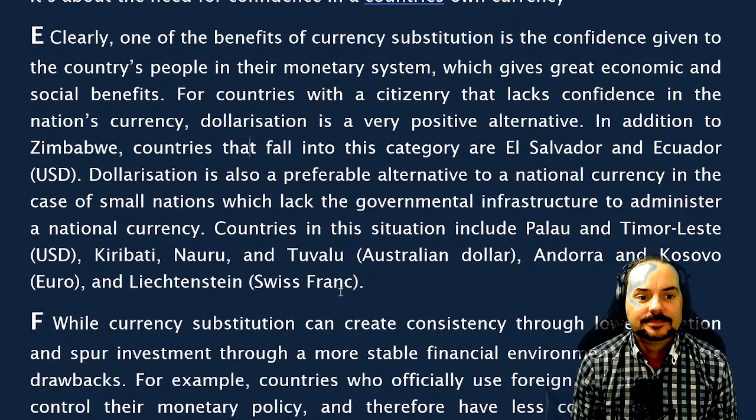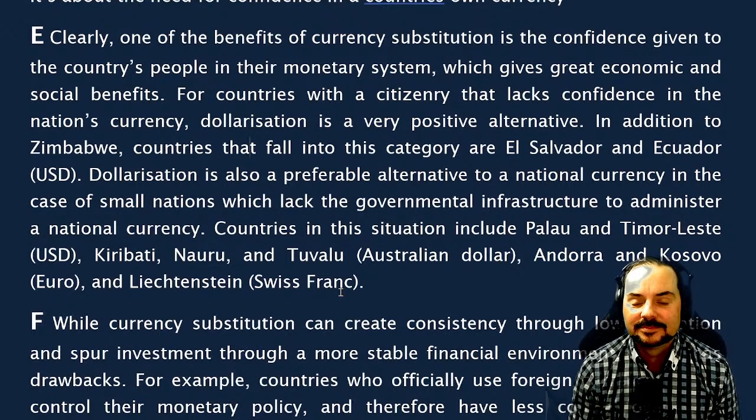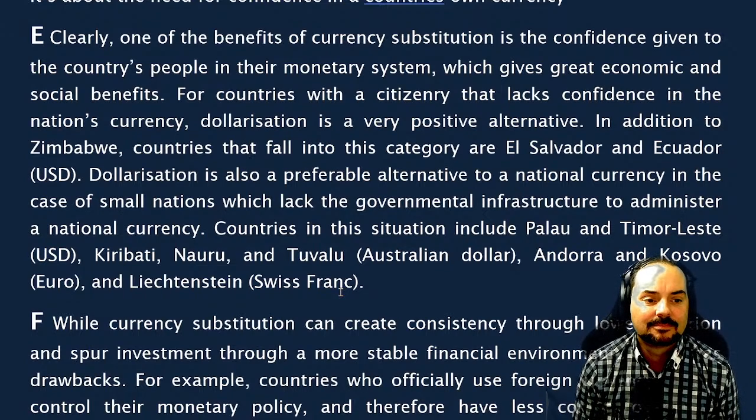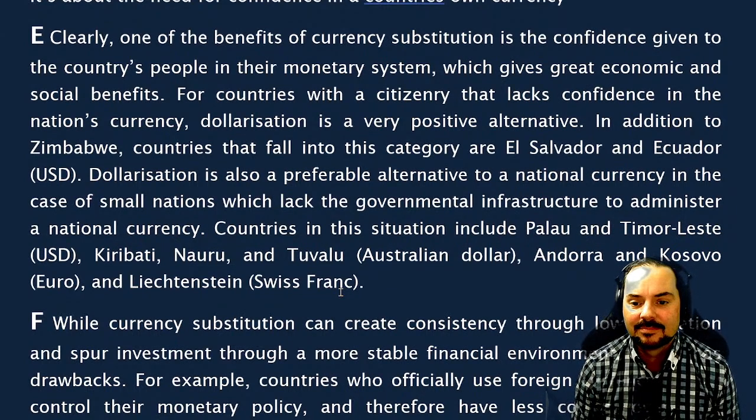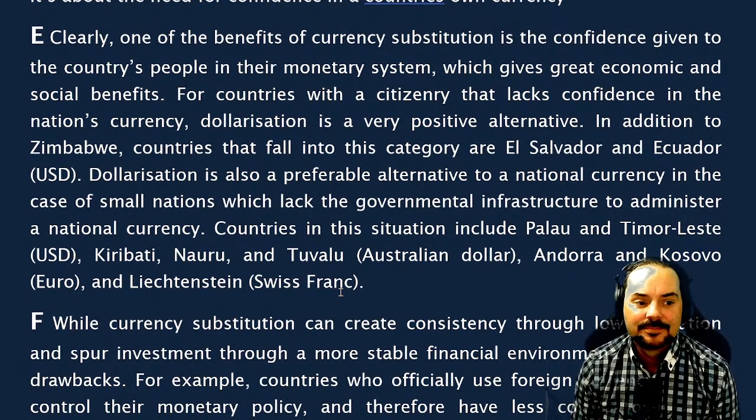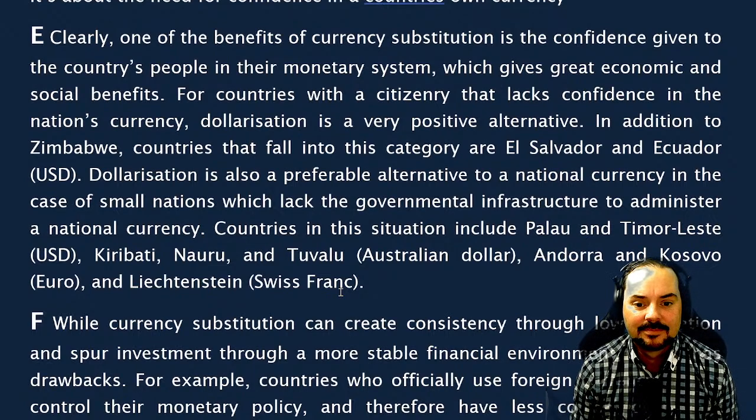Yeah. Clearly, one of the benefits of currency substitution is the confidence given to the country's people in their monetary system, which gives great economic and social benefits. For countries with a citizenry that lacks confidence in the nation's currency, dollarization is a very positive alternative. In addition to Zimbabwe, countries that fall into this category are El Salvador and Ecuador (USD).